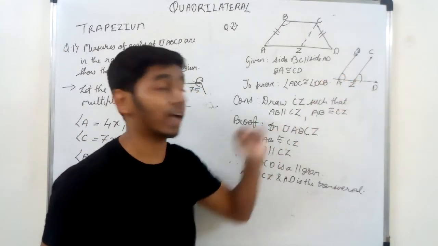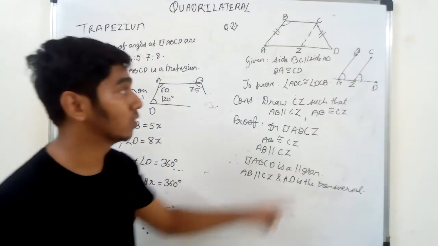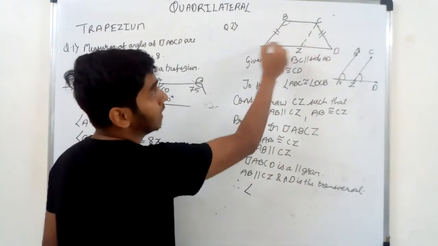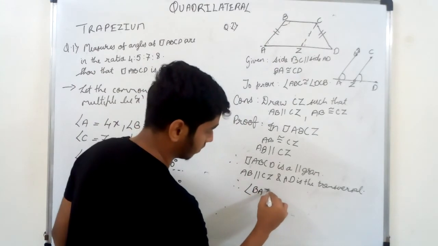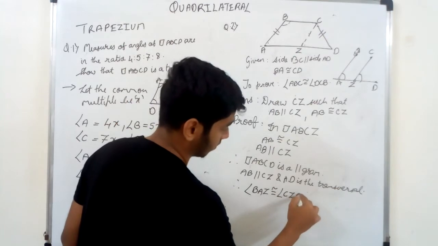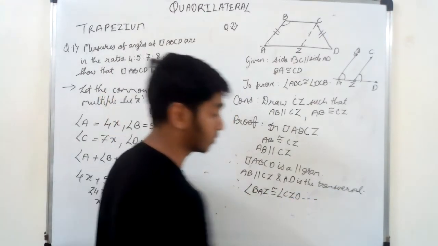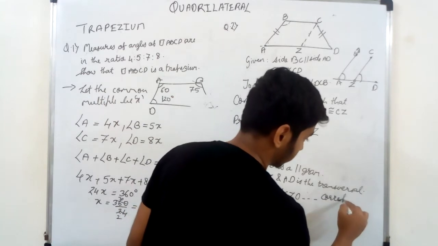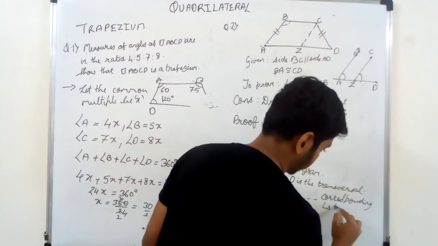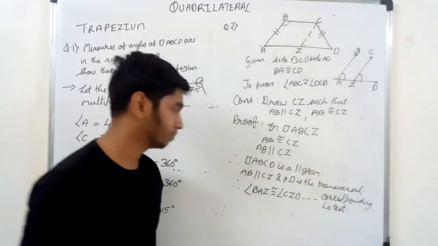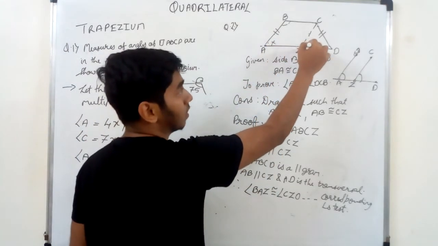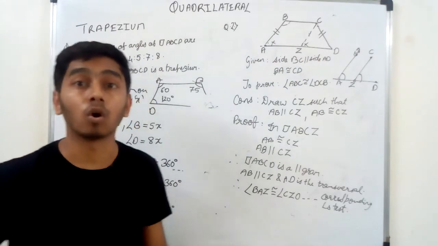Because these two angles are forming corresponding angles. Yes or no? Corresponding angles. Therefore I can say angle BAZ is congruent to angle CZD. The reason? Corresponding angles test. So these two angles we have got as congruent.